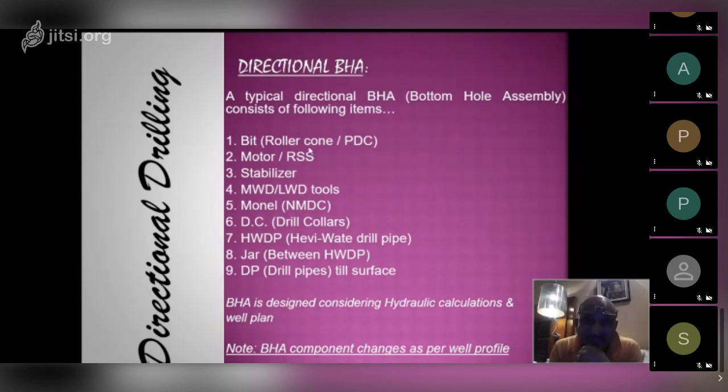It contains a bit. We'll start from the bottom. Very first thing, we need a bit to drill. Then there's a motor or RSS above the bit, and there's a stabilizer. This profile does not mean you're going to see all directional BHAs similar. Again, I'm telling you, the BHAs vary depending on the well profiles.